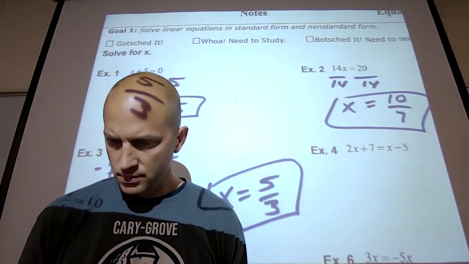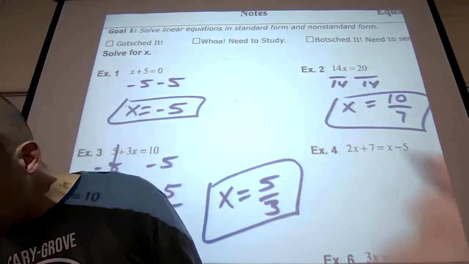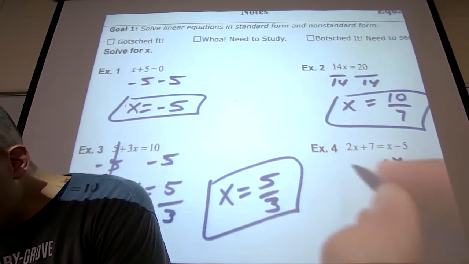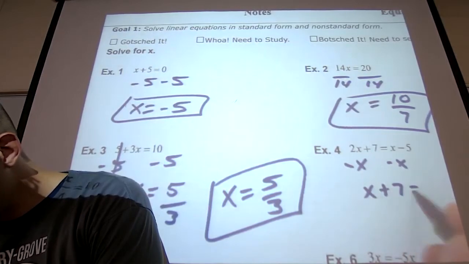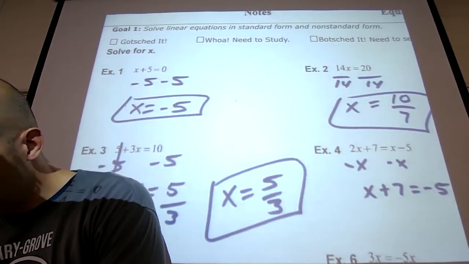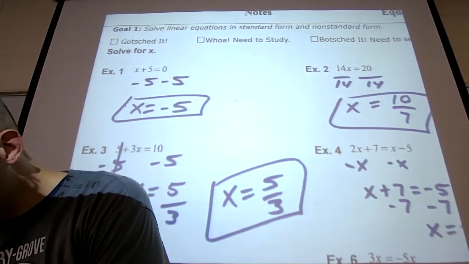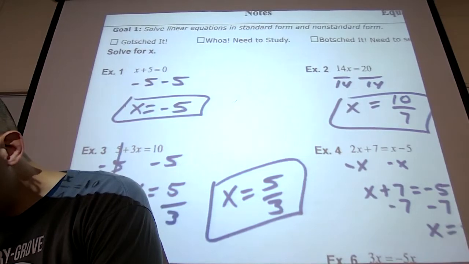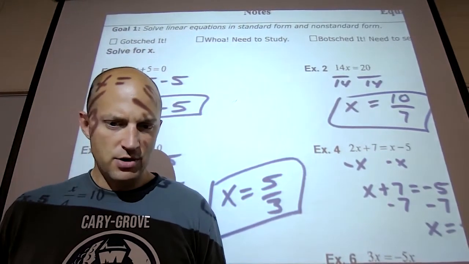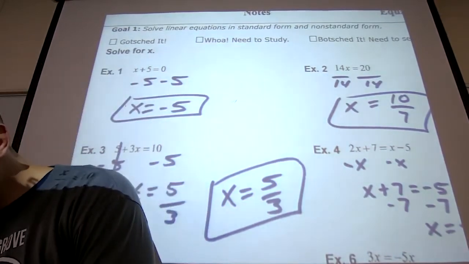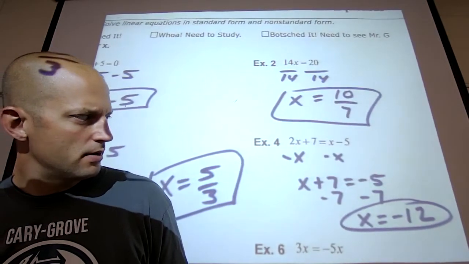My first step was there. I took 2x minus x, which would give me x plus 7 equals -5. And then after that, you do minus 7, which would get you -3? So -5, -7. If you owe me $5 and you borrow $7, now you owe me $12. Nope. So you can see that there.